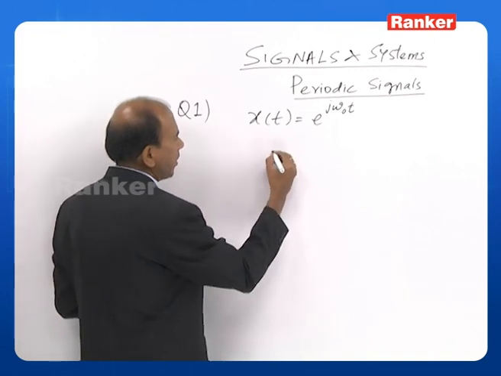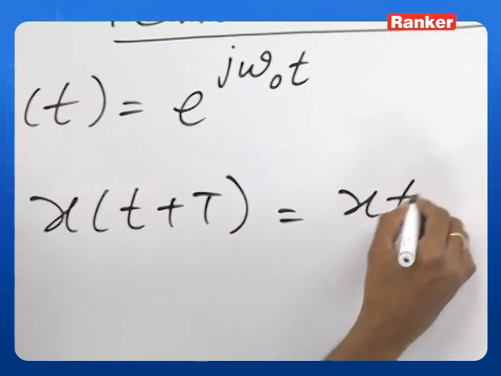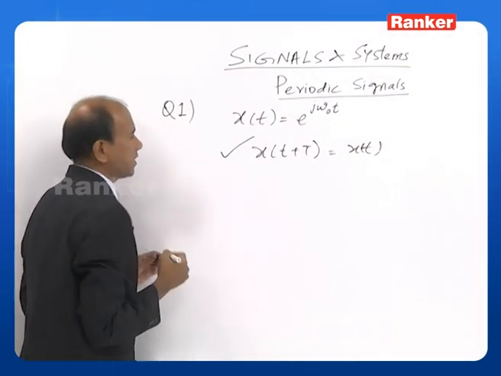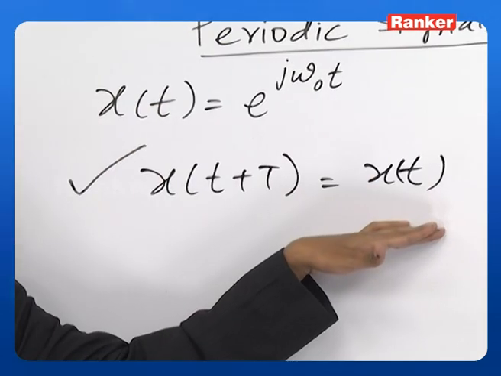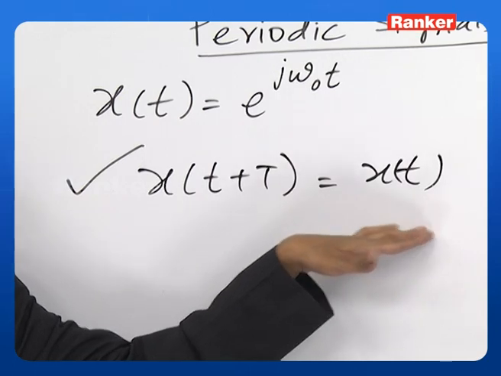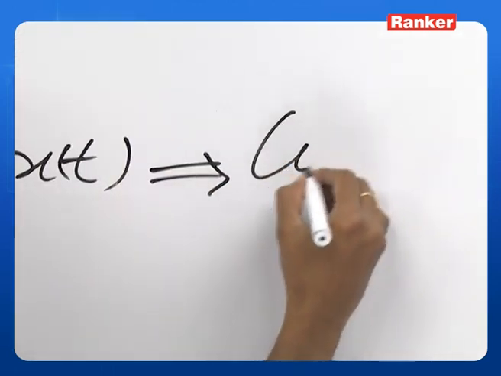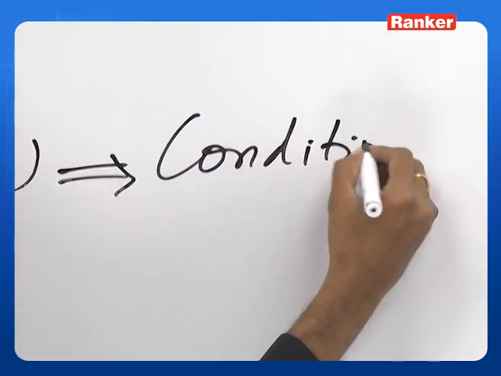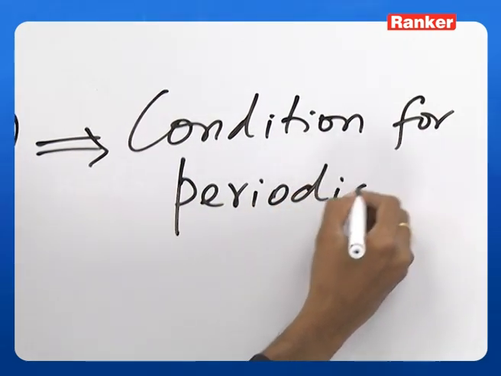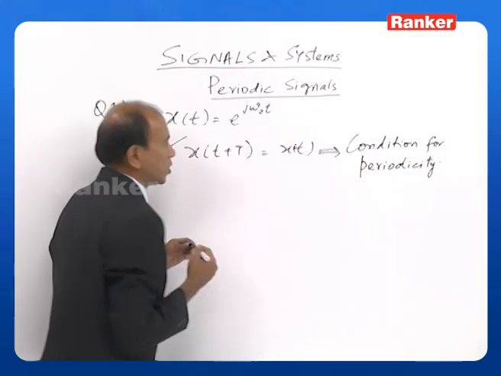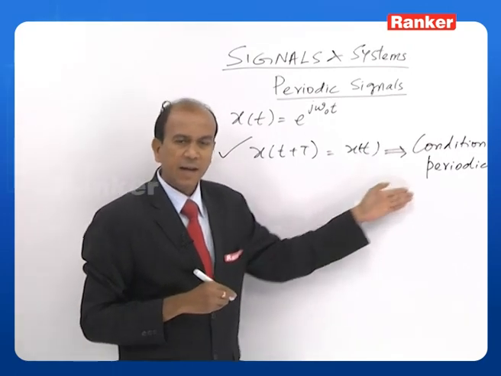A signal is said to be periodic if we satisfy this equation, where x of t plus T is equal to x of t. When this is satisfied only, then the signal is said to be periodic. Okay. So, this is the condition for periodicity. So, we will write this here. So, we have to remember this. This is a very important formula. x of t plus T must be equal to x of t is the condition for periodicity.